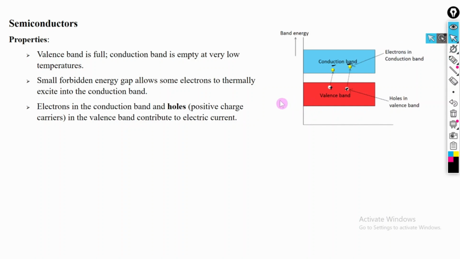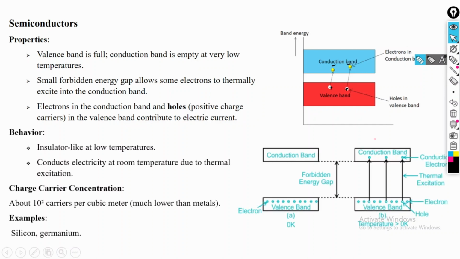Okay, so the electrons in the conduction band and the holes in the valence band contribute to the electric current. The electric current of the semiconductor is contributed by the electrons in the conduction band and the holes in the valence band. This semiconductor behaves as an insulator at low temperature. At low temperature, these electrons are not excited, so all electrons will be present in the valence band and the conduction band is empty. Therefore, this semiconductor will behave as an insulator.